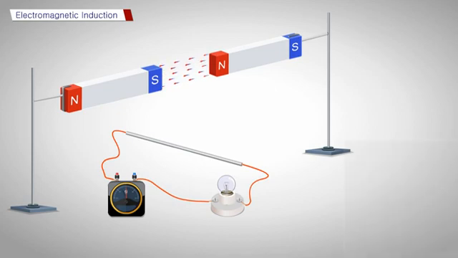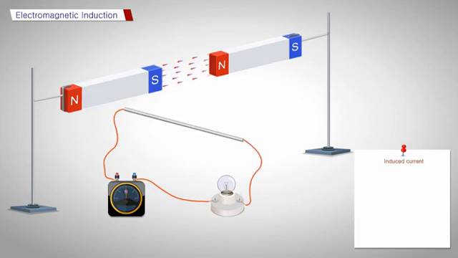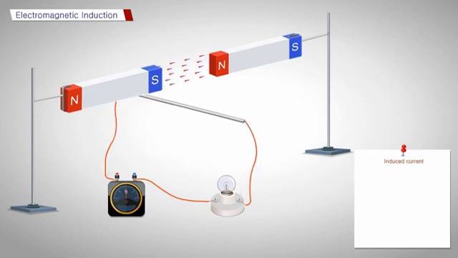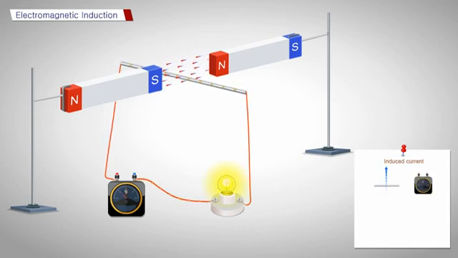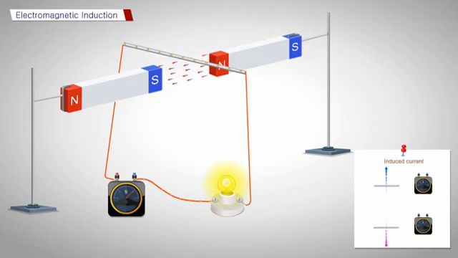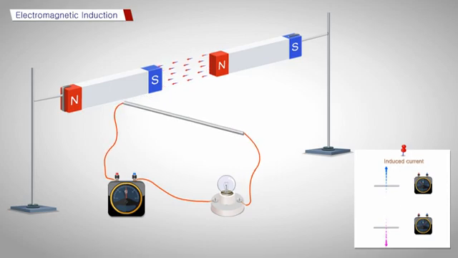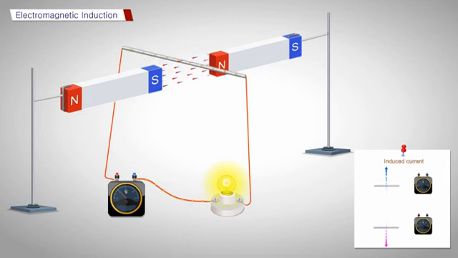Now, slowly start moving the wire upwards continuously without stopping. When the wire is in close proximity to the magnetic field, the bulb will glow and we will see a deflection in the galvanometer. As we move outside the magnetic field, the bulb will stop glowing. Now, when the wire is moved downwards, the bulb will glow and deflection in the galvanometer is observed, but in the opposite direction. So, when a moving conductor is placed inside a magnetic field, a current will be induced in it.